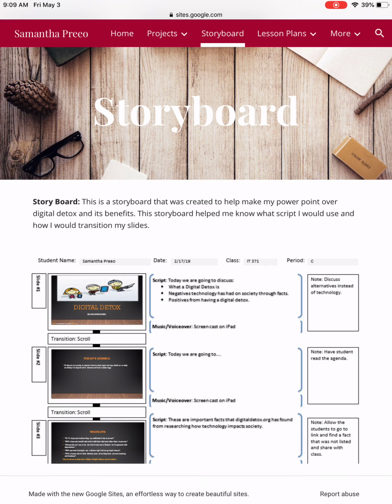So I felt like creating a storyboard prior to creating the PowerPoint was a lot easier because I didn't just sit there staring at my computer trying to come up with what I was going to do. I already had it all laid out and outlined for me.